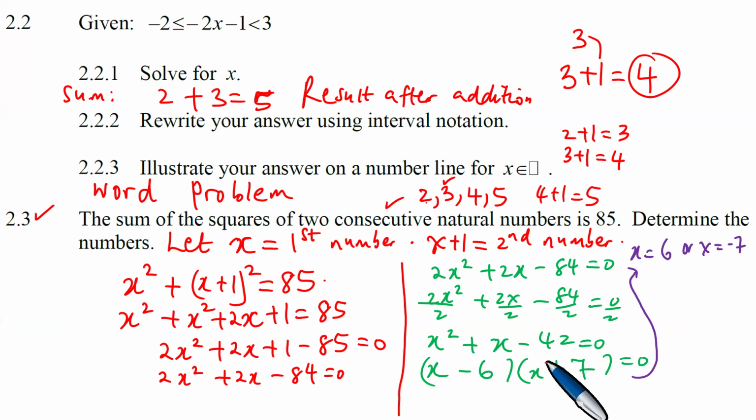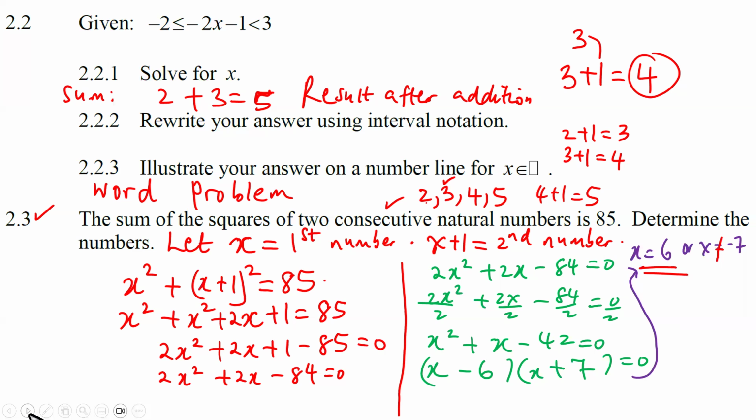So at this point, because these are natural numbers, and natural numbers are not negative, this one says x is equal to minus 7. So the only correct answer can be x equal to 6, because natural numbers are positive. Okay. Let's look at the next question.